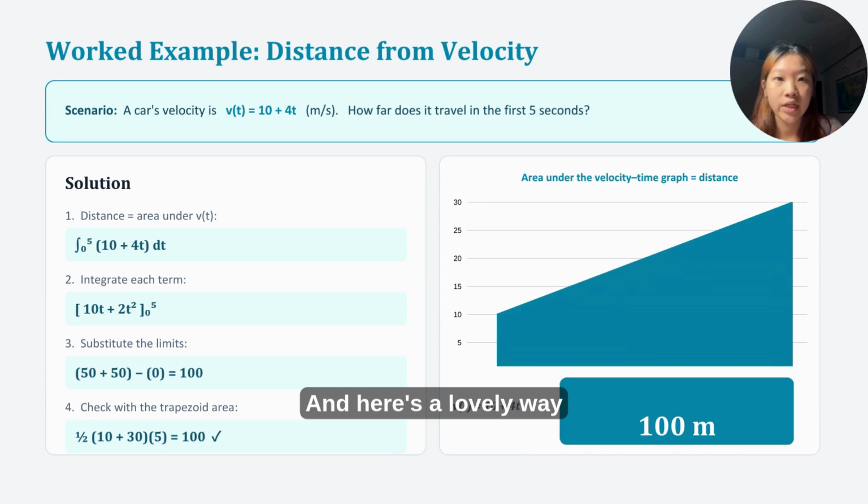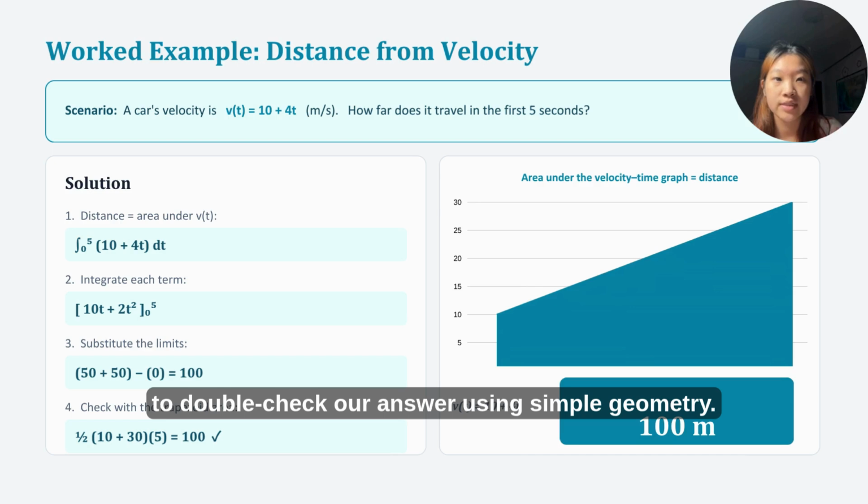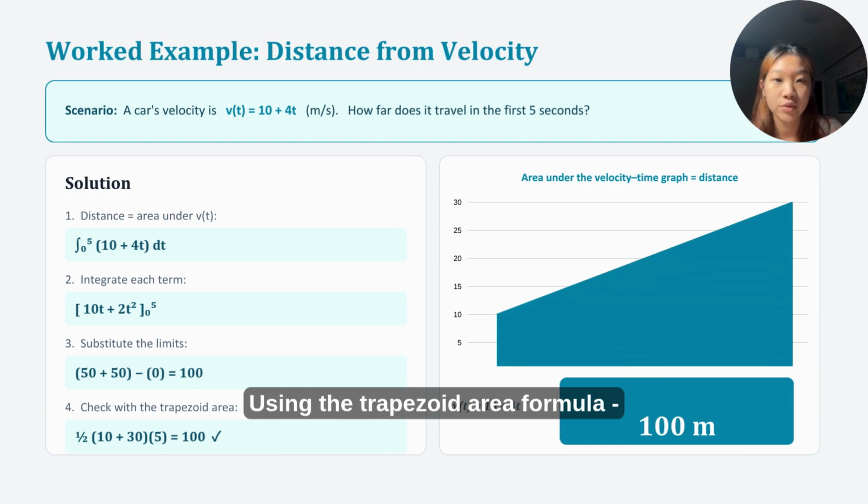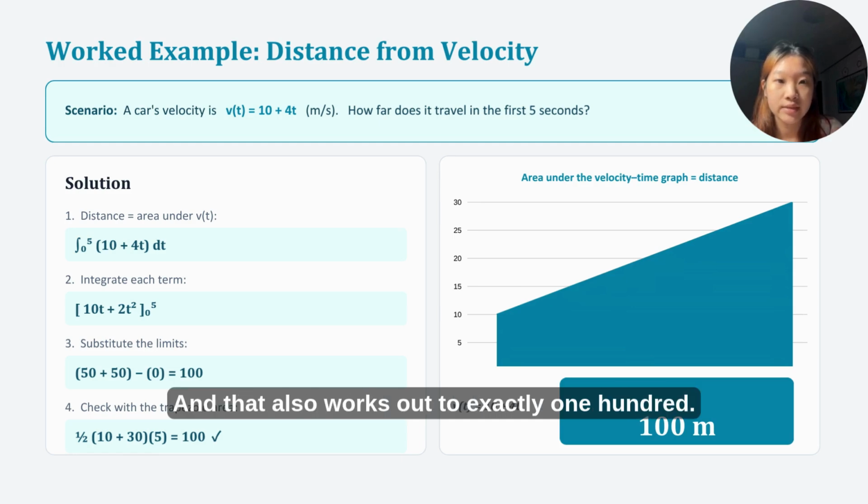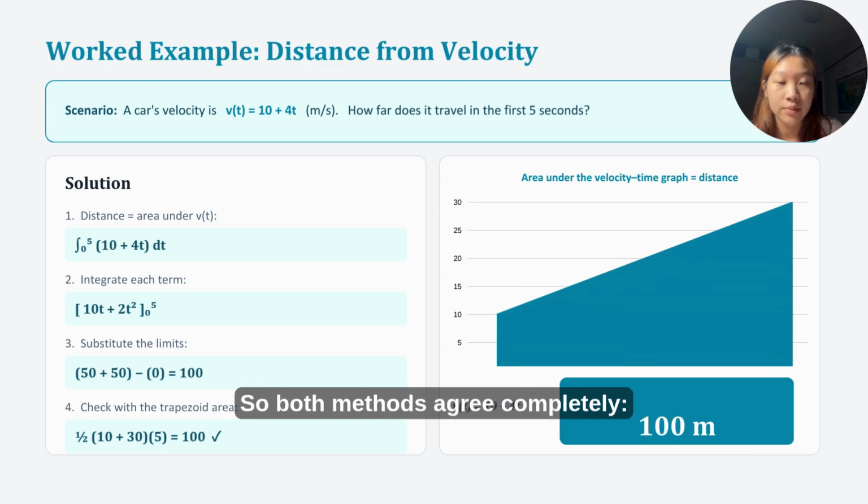And here's a lovely way to double-check our answer using simple geometry. The shaded area under that straight line is just a trapezoid shape. Using the trapezoid area formula, 1/2 times the sum of the two parallel sides times the width, we get 1/2 times the quantity 10 plus 30, times 5, and that also works out to exactly 100. So both methods agree completely. The car travels 100 meters in the first 5 seconds. The calculus and the geometry give us the very same answer, which is always a satisfying sign.